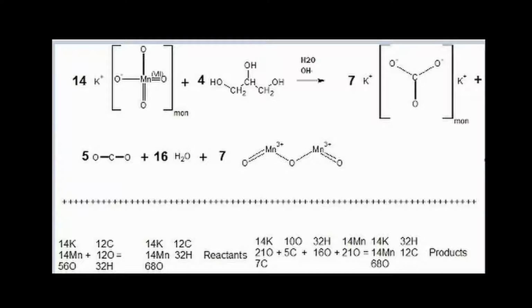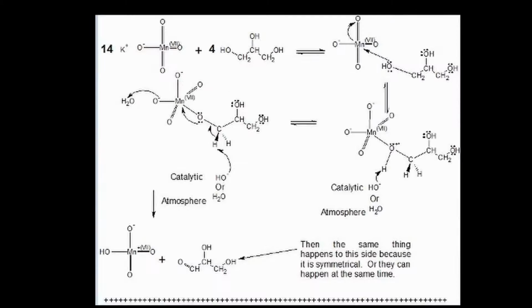Over here, we're going to have the same thing. If you add up each individual molecule, we've got 14 potassium, 21 oxygen, and 7 carbon, plus 10 more oxygen and 5 more carbons, plus 32 hydrogens and 16 more oxygens, plus 14 manganese and 21 more oxygens. And that's going to result in the products that you see there. So the equation is what we call balanced.